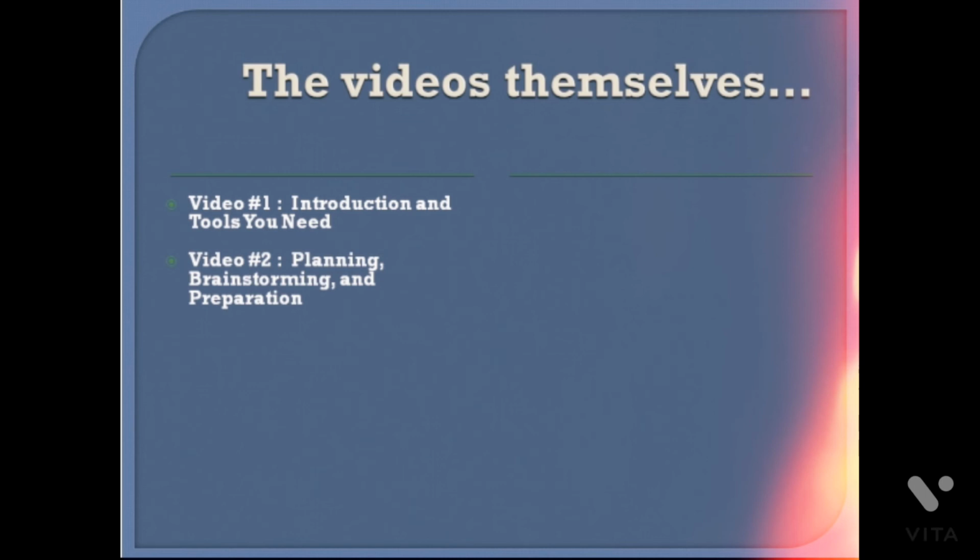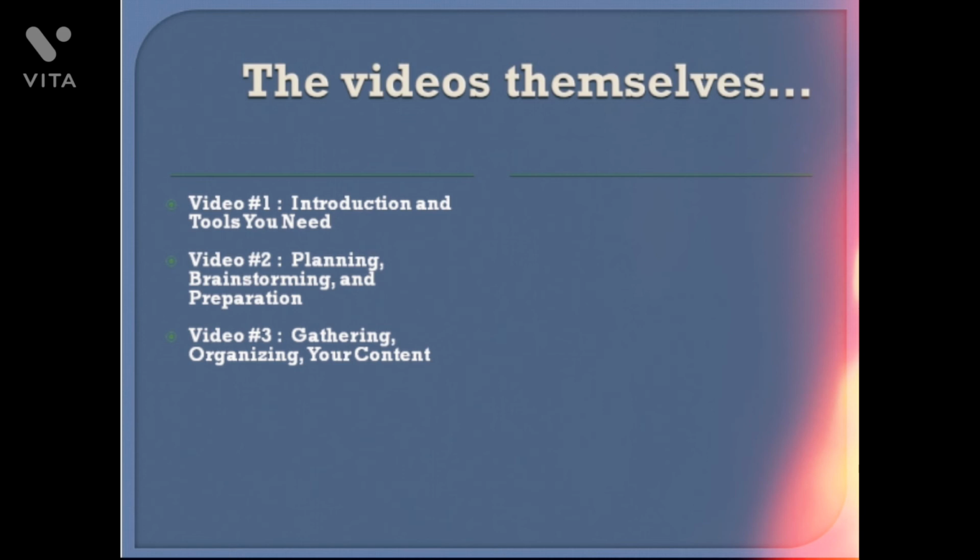Video number 2 is all about planning, brainstorming, and preparation. It's important to plan and brainstorm what your fixed term membership site is going to be about before you actually implement it. From that point, we move on to video number 3, where we gather all of your content and begin to organize it. There's a specific system and method that we're going to be using that will help you organize your content so that it's easy for you to set yourself up for success and implement the other steps fairly easily and quickly.